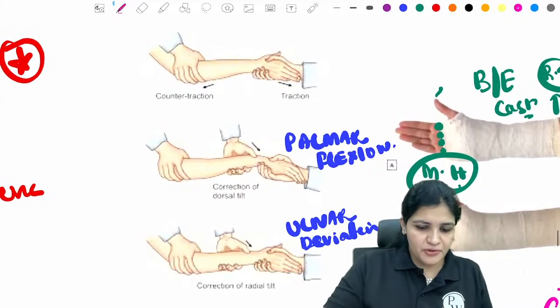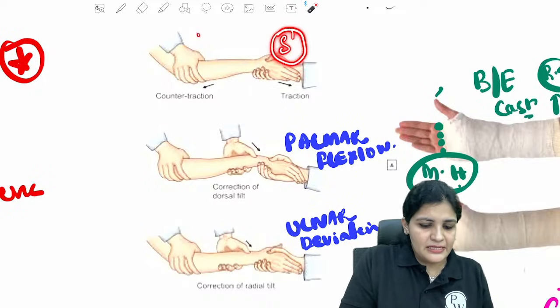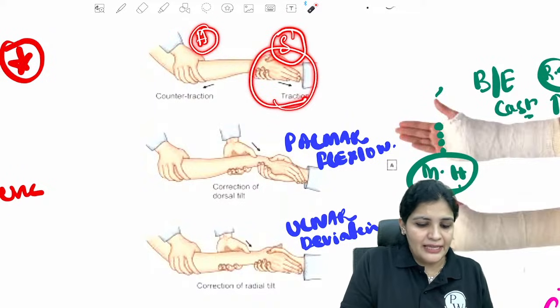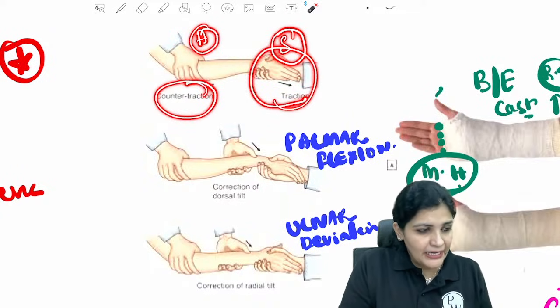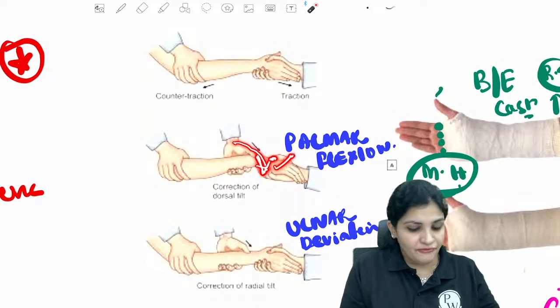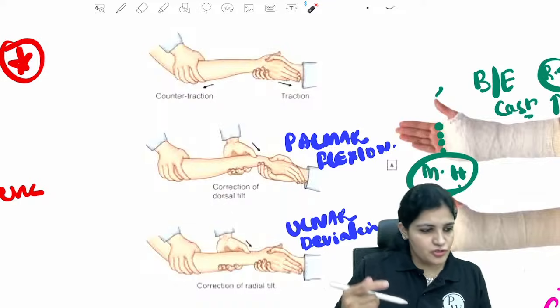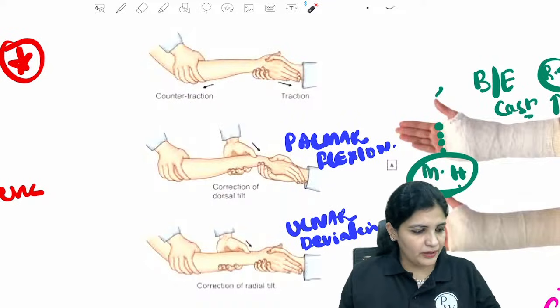So this is only the procedure. This is the surgeon's hand here and this is the assistant's hand. This is called the traction and this is called the counter traction, right? Once you give traction and counter traction, with the help of the thumb, what is he doing? He's pressing it down. So this is the palmar flexion, and again he will do the tilting towards the ulnar side. So this is called the ulnar deviation. Okay.